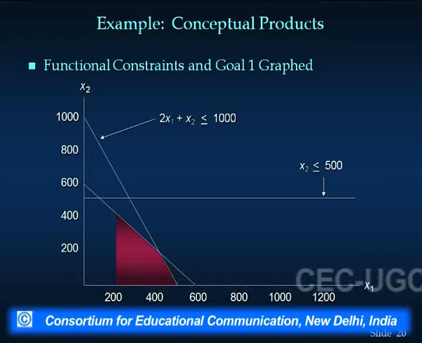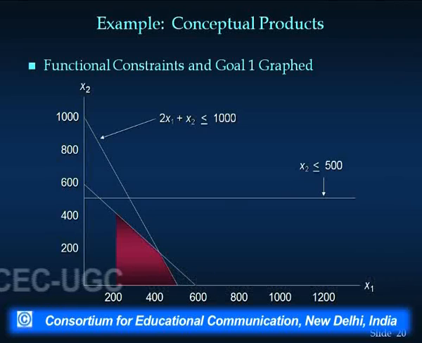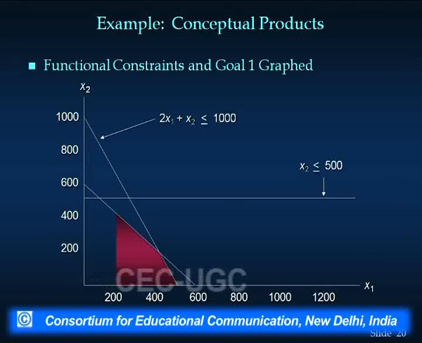First goal is production of CP400 computers. A minimum production of 200 is accepted. So we'll mark it here.